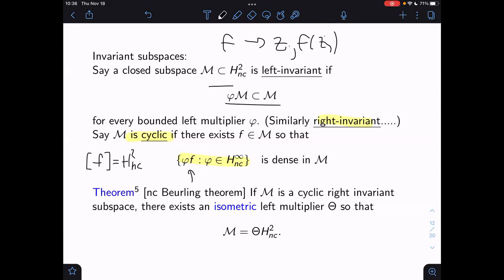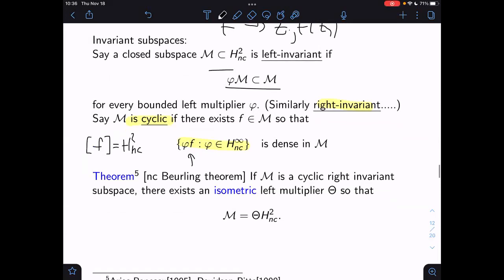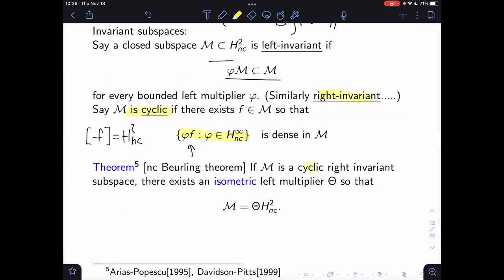I'll state a simple version of the NC Beurling theorem. This isn't the full version because here I'm making the extra hypothesis that M is cyclic. There's still a version for general subspaces. I don't need to require them to be cyclic. I should mention that in the classical theorem in the Hardy space, H2, every invariant subspace is cyclic. That's not the case anymore in the NC setting. The general theorem was discovered independently by Popescu, or Arias and Popescu, and then later by Davidson and Pitts.